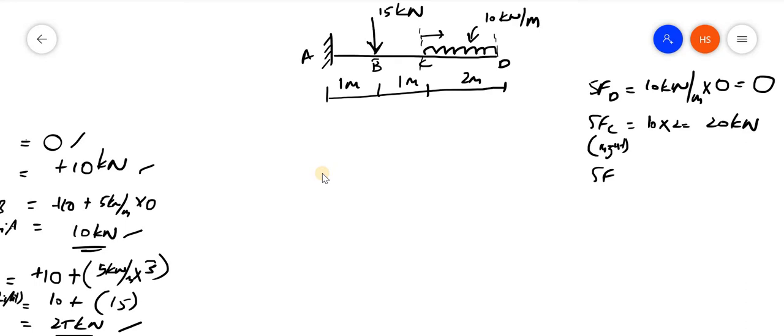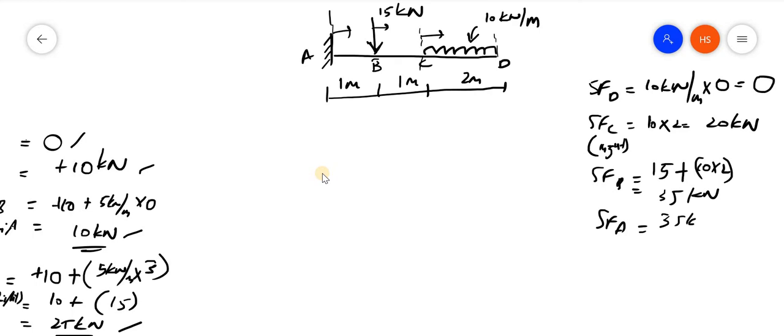Then what is the shear force at B? Shear force at B means at this section, there is 15 plus again 10 into 2, that is 10 kilonewton per meter into 2, that will be leading to kilonewton, that is 20 plus 15, that is 35 kilonewton. And the final shear force at A will be again the same. That is 15 plus 10 into 2. That is again 35 kilonewton.